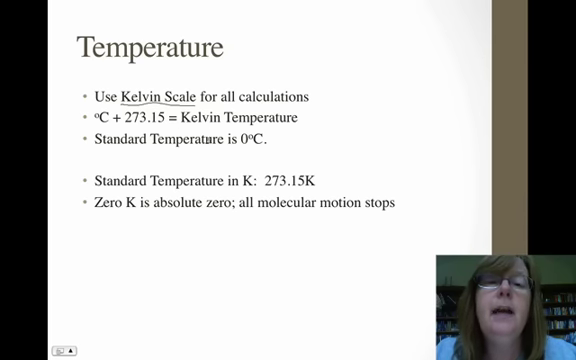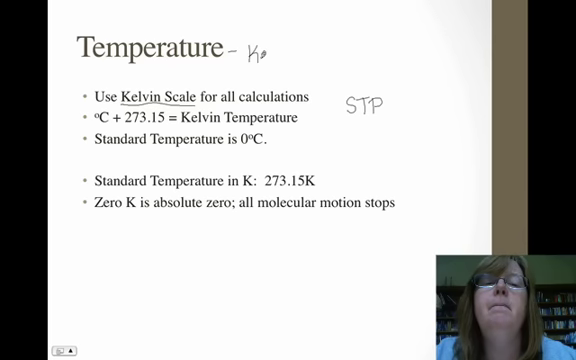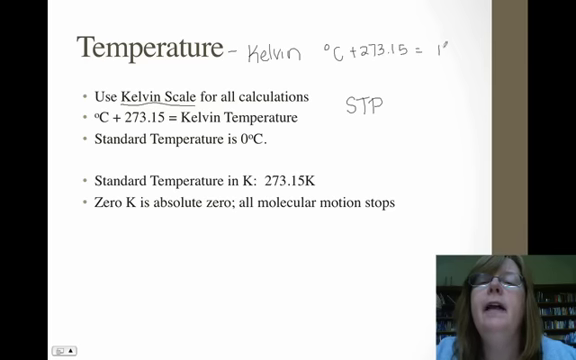The standard temperature, so when we talked about STP, we looked at our standard pressures. The standard temperature is 0 degrees Celsius, but in Kelvin, it would be 273.15. 0 Kelvin is what we call absolute zero, and that's where all molecular motion stops. So temperature, the unit must be in Kelvin. Must be in Kelvin. And so whenever they give you degrees C, add 273 to it, and you will have Kelvin.